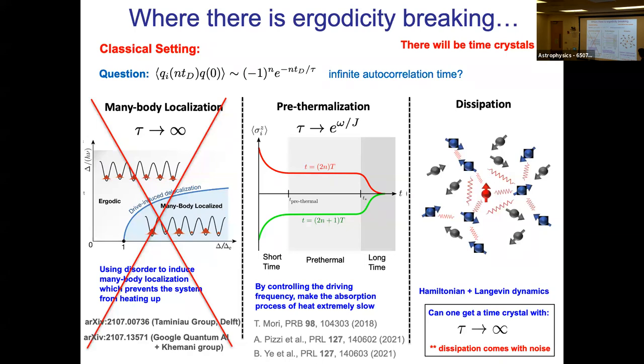settings. And what I'm going to focus on for the remainder of this talk is the question of dissipation, where instead of thinking about a quantum system coupled to a particular vat, I'm asking about classical Hamiltonian dynamics of a many-body system coupled to Langevin dynamics, aka a finite temperature vat. And the question I'd like to ask is, can one get a time crystal with lifetime that truly goes to infinity, recalling that dissipation always comes with noise?